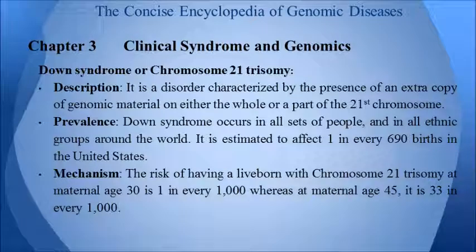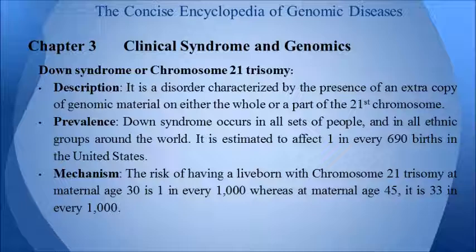Down syndrome, or chromosome 21 trisomy, is a disorder characterized by the presence of an extra copy of genomic material on either the whole or a part of the 21st chromosome. Individuals with this condition have an average IQ of 50, physical growth defects, and a particular set of facial characteristics. Patients with chromosome 21 trisomy also suffer from congenital heart disease, neoplasia, thyroid disorders, gastrointestinal disorders, infertility, neurological disorders, ophthalmology disorders, and hearing loss. This is the second most common autosomal trisomy after chromosome 16 trisomy.